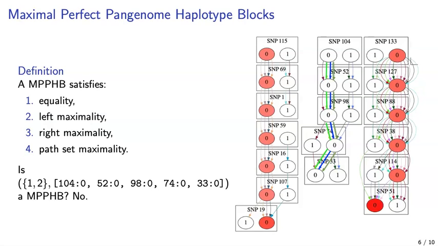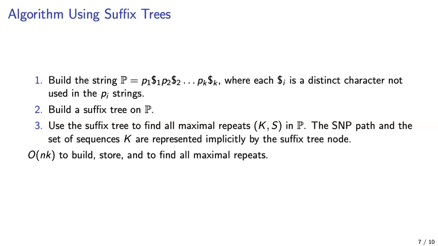But there's a third path, this olive green path, that follows the subpath exactly as well. And so the answer would be no, that just the green and blue paths do not form a maximal perfect pangenome haplotype block, but with the third path they do. In our work, we give the first algorithm to find all pangenome haplotype blocks from a data set. We use a data structure called a suffix tree, which is built over one long string of text. So far, we've been thinking of these input paths as living on the graph, but the key insight is that we can instead think of these input paths as living in a text string, and then use efficient algorithms from the text processing world to find the blocks.